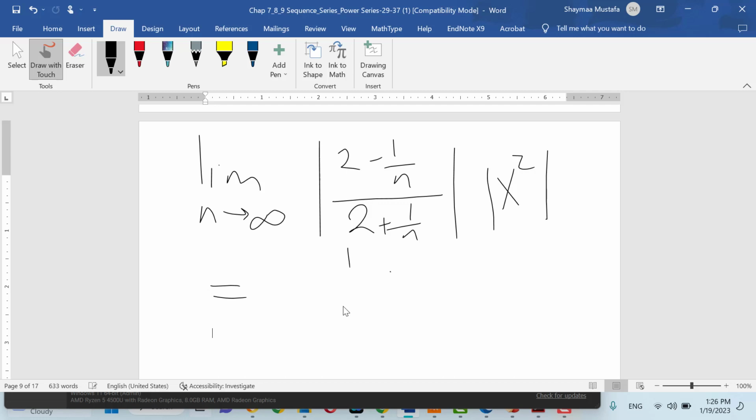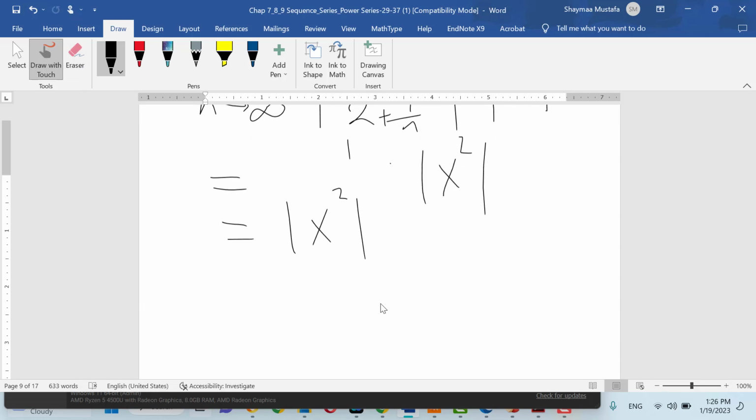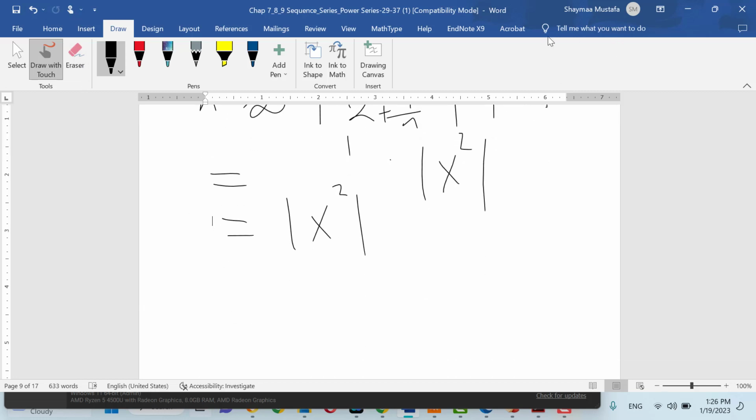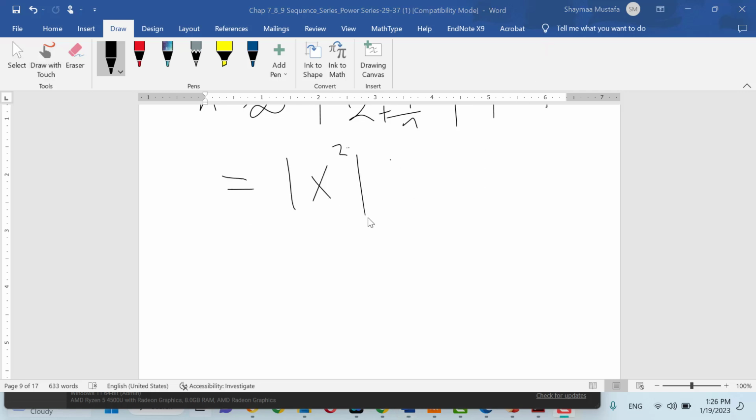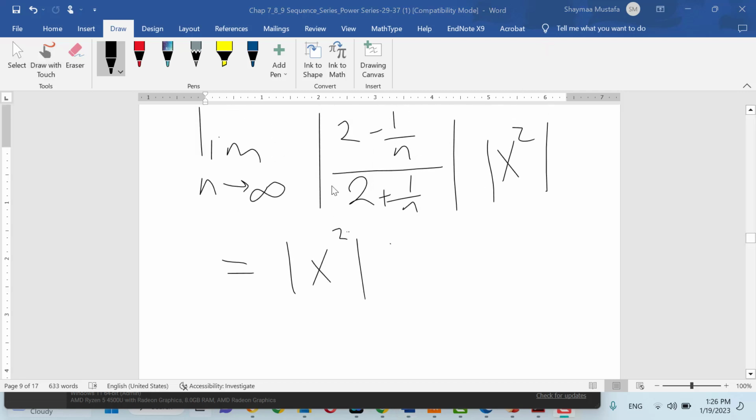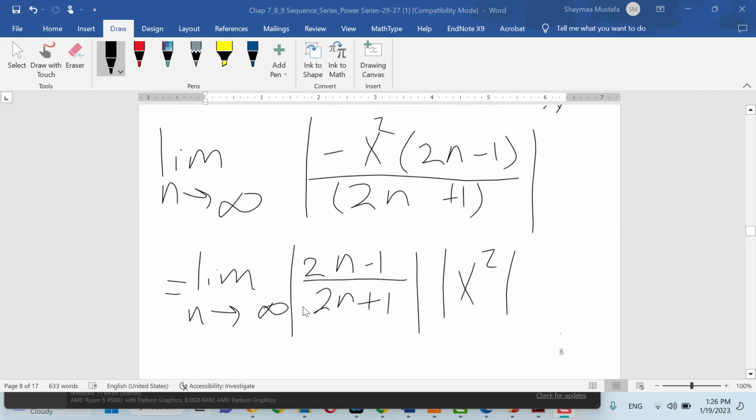Now 1 times x squared, absolute value of x squared, so it is equal to absolute value of x squared. So this is the ratio test.